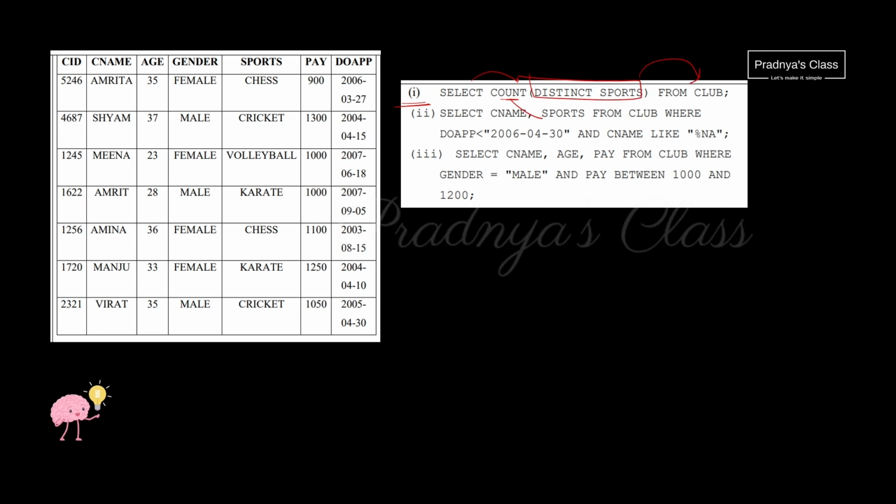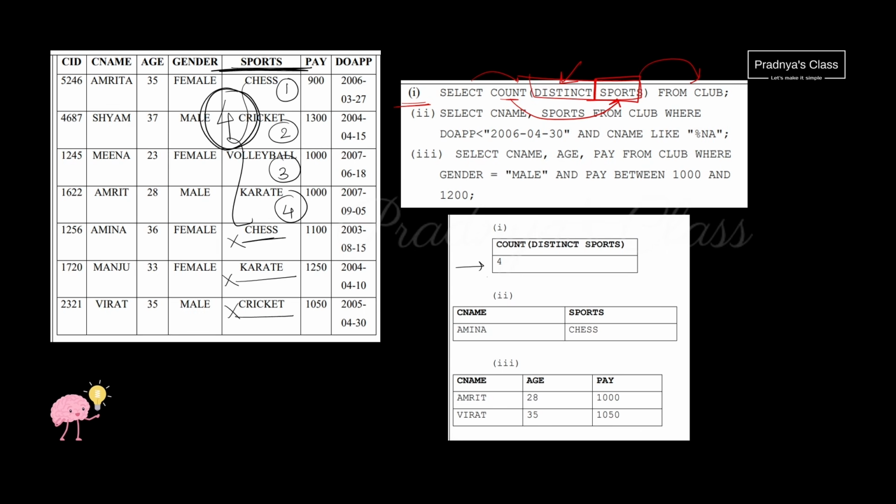Here the count function is applied on a column, so we will be counting sports. With the distinct keyword we know we have to remove duplicates. Then look at the column sports. Here the first sport name is chess, the second is cricket, third is volleyball and fourth is karate. In the next row there is chess, it is repeated. Even karate got repeated. Finally we have cricket, that is also repeated. So distinct sports we are getting as 4. Look at the output, we got the correct answer. After the select statement, whatever we write, it will come as a column header.